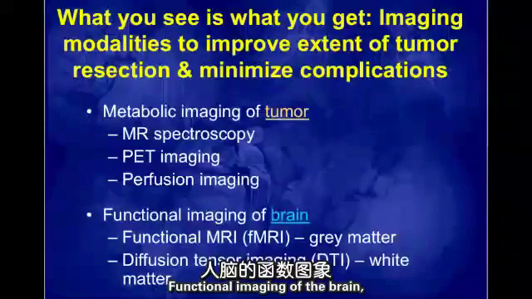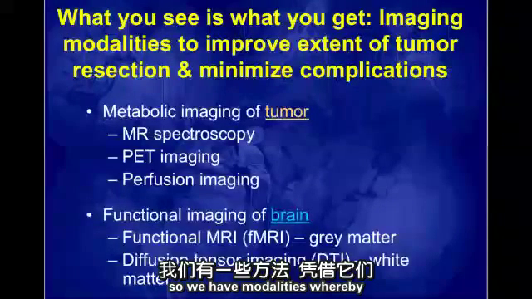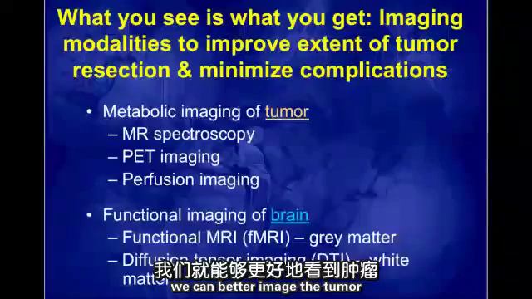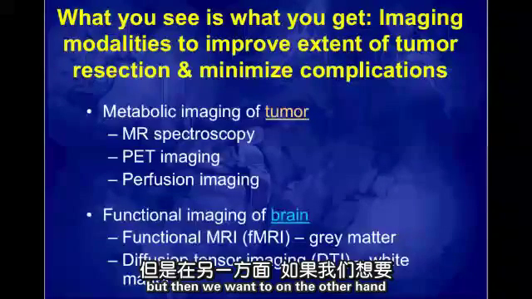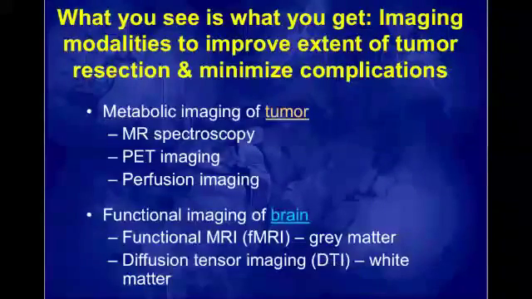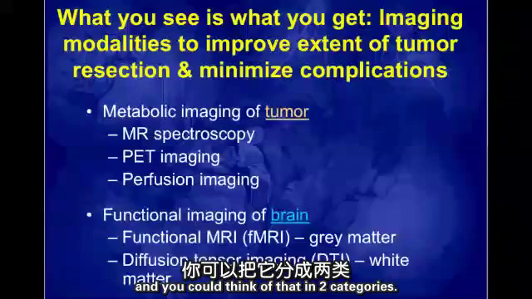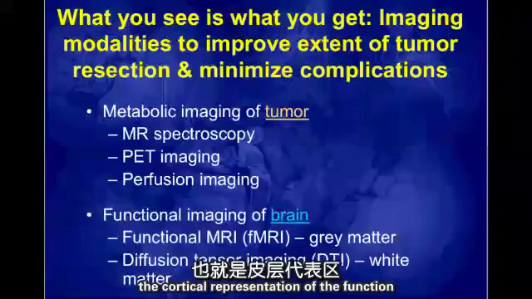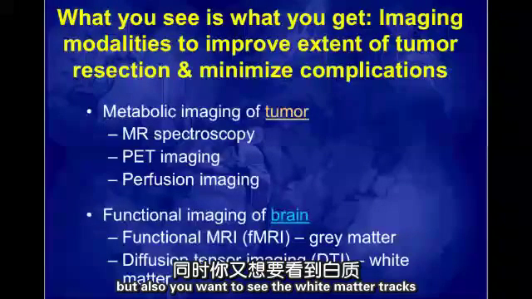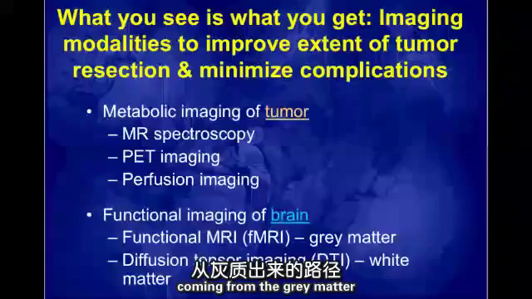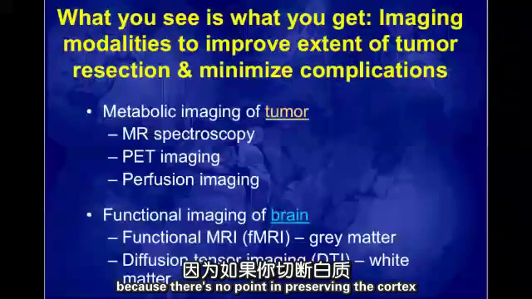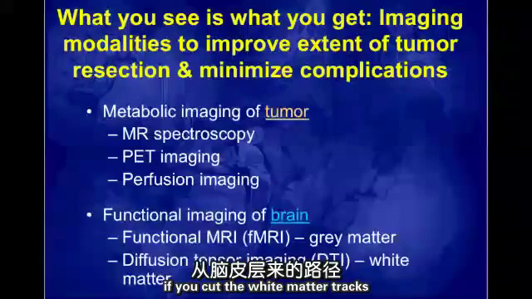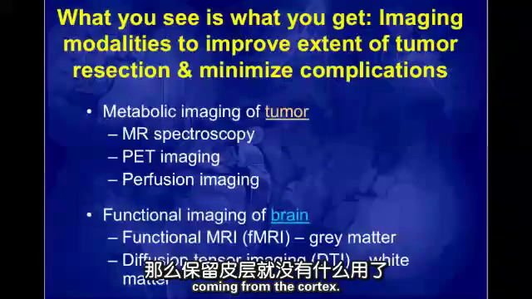Functional imaging of the brain. So we have modalities whereby we can better image the tumor, but then we want, on the other hand, to image the functional areas of the brain. You can think of that in two categories. You want to see the gray matter, the cortical representation of the function, but also you want to see the white matter tracks coming from the gray matter, because there's no point in preserving the cortex if you cut the white matter tracks leading from the cortex.